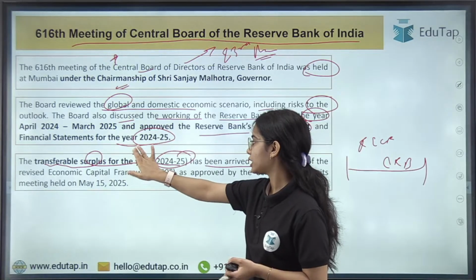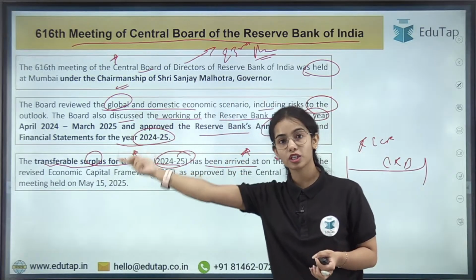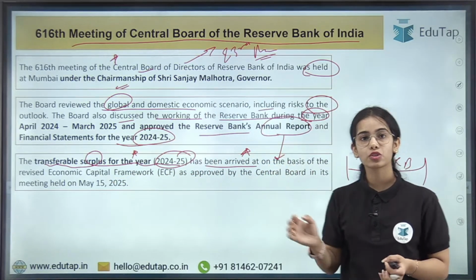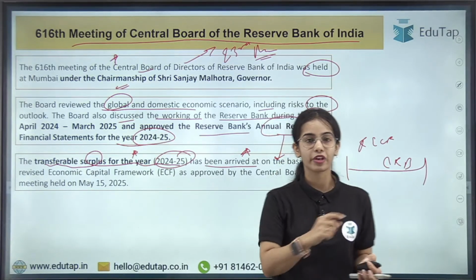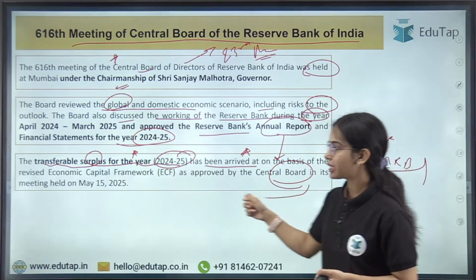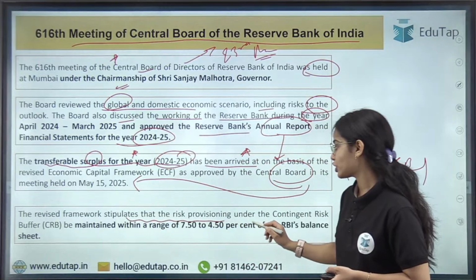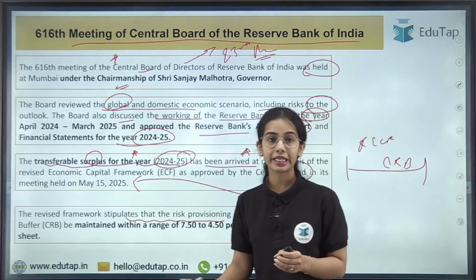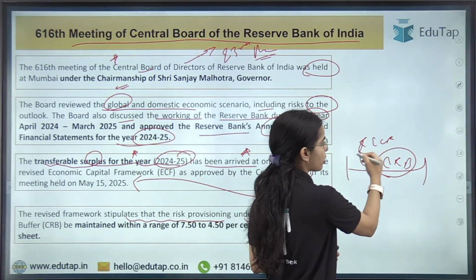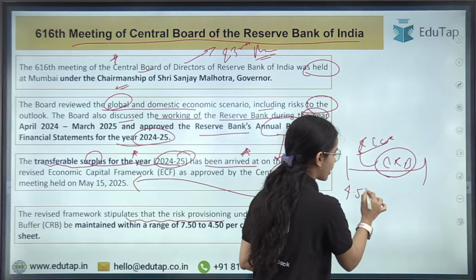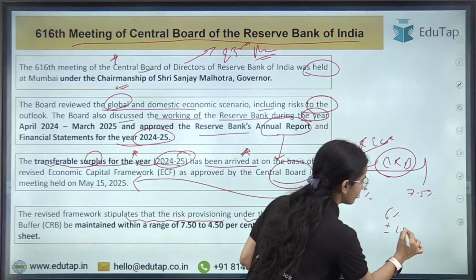The transferable surplus for the year 2024-25 has been arrived at. So the surplus that will be transferred to the government of India has been decided on the basis of the revised economic capital framework as approved by the Central Board in its meeting held on May 15, 2025. The revised framework stipulates that the risk provisioning under the contingent risk buffer will be maintained within the range of 4.5% to 7.5%, that is 6% plus minus 1.5%.